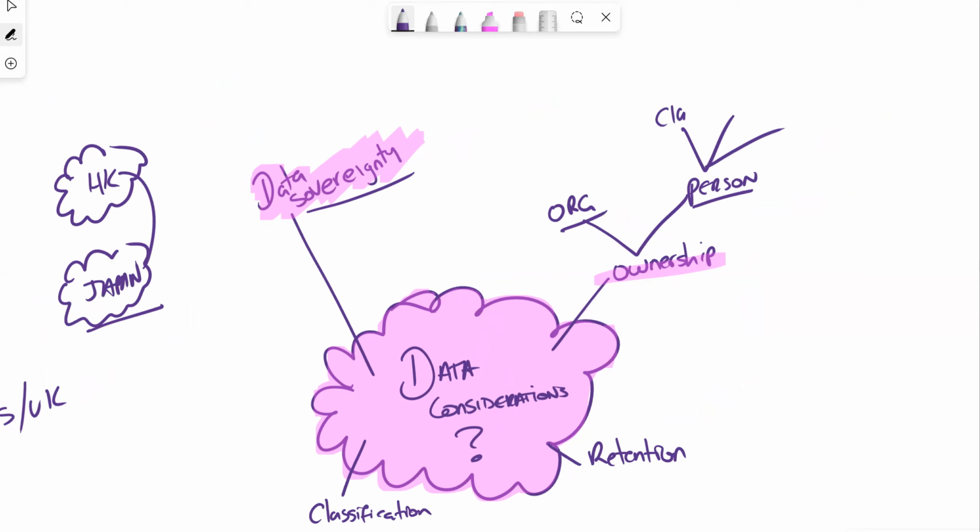One is they have to classify the data. So they have to give it a tag and determine, is this sensitive? Is this private? Can we hand this data to anyone?